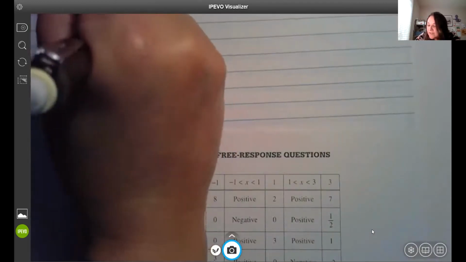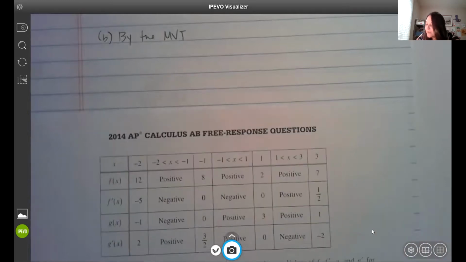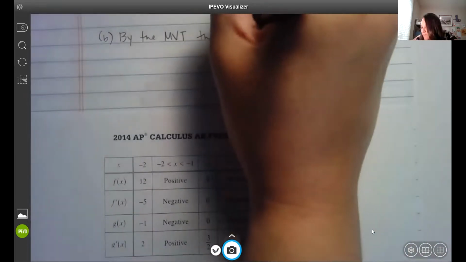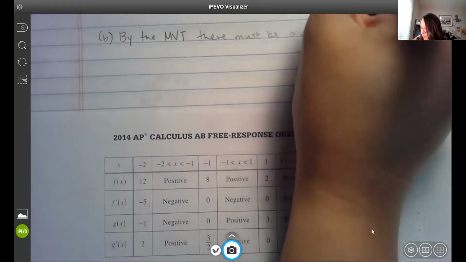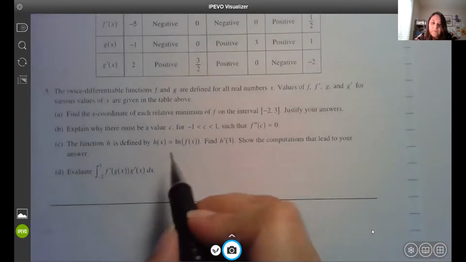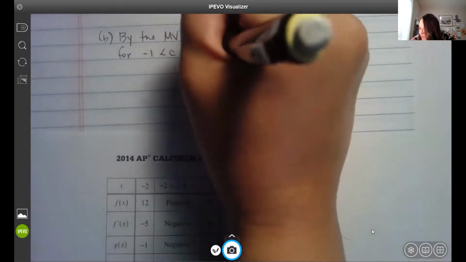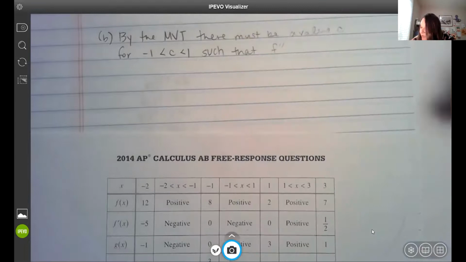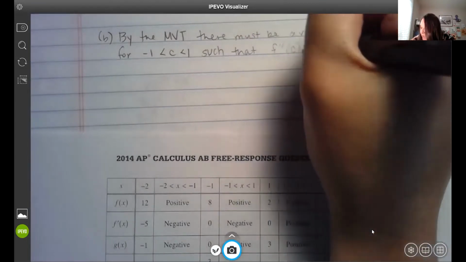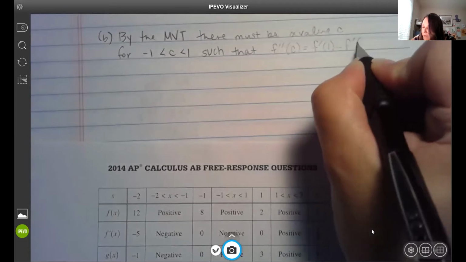So basically, if they're asking you to justify, it's nice to throw in which theorem you're using. So by the mean value theorem, and if you have the time, write it out, but MVT is totally appropriate to abbreviate. By the mean value theorem, there must be a value C, and I'm just copying directly off of the wording of the problem, for -1 < C < 1, such that the derivative, which I'm going to write as double prime, the derivative at C has to equal f prime of 1 minus f prime of -1.